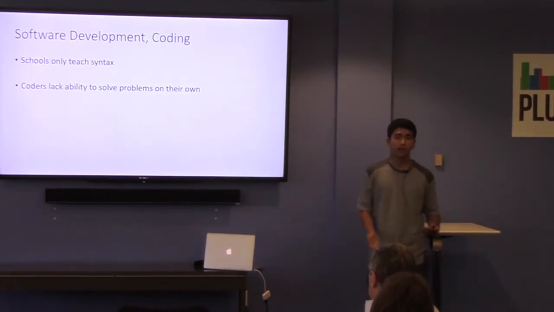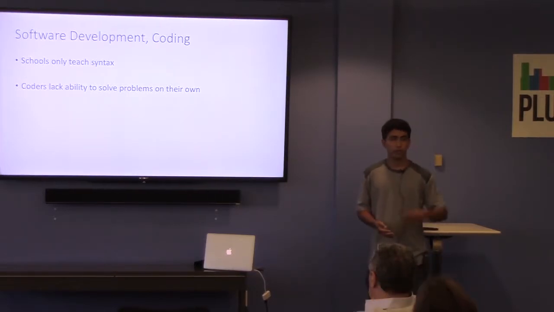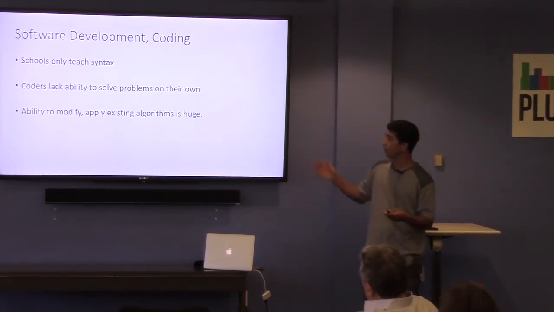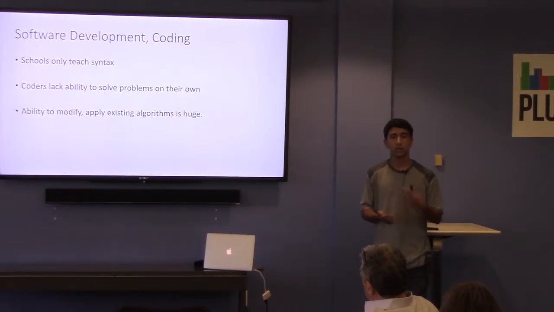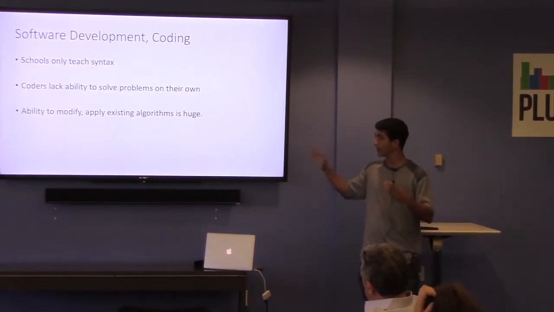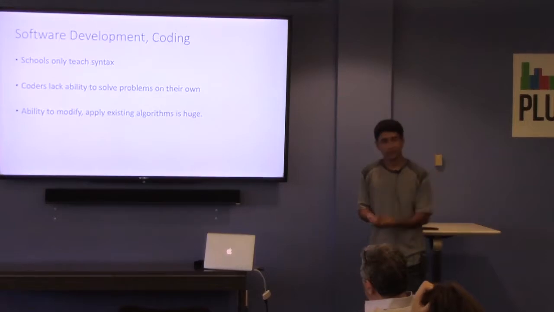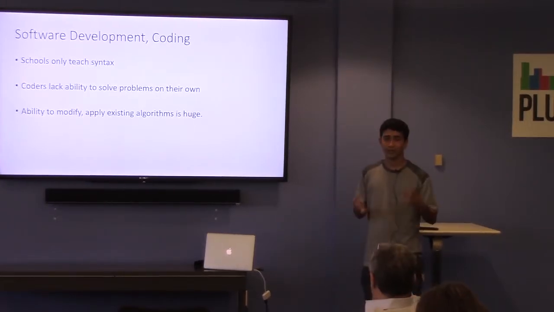Coders, again, lack ability to solve problems on their own without assistance a lot of the times. What really differentiates an amazing coder and an average coder isn't their knowledge of the programs, it's their ability to take big problems and solve them on their own. And again, the ability to modify and apply existing algorithms is a crucial part of any coding. And algorithms are a huge part of computational thinking, again, because of their efficiency and correctness. So again, modifying existing algorithms is huge. Computational thinking leads you to algorithms. So computational thinking is essential for software development and coding as a whole.